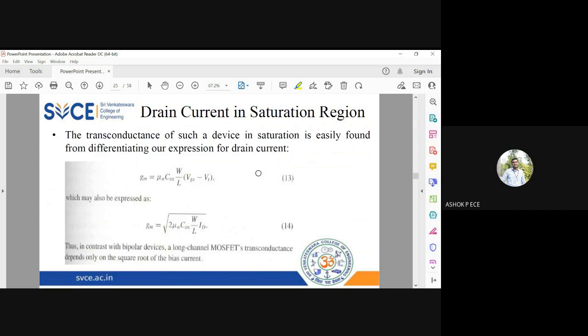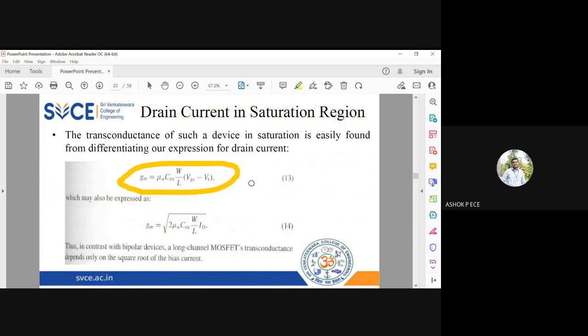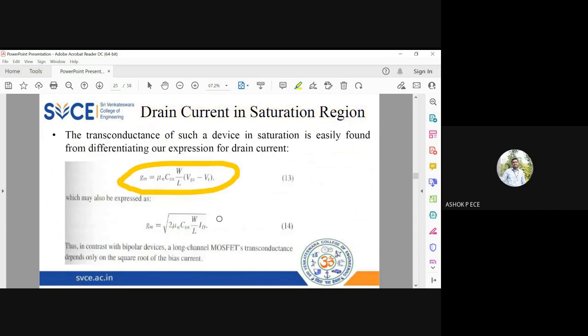And in the saturation region, you can find the transconductance. Transconductance is differentiating ID with respect to VGS. So dou ID by dou VGS, if you differentiate this term with respect to VGS, you can get what is called GM. And if you know the expression for VGS minus VT in terms of ID, you can get the expression for GM in terms of ID.